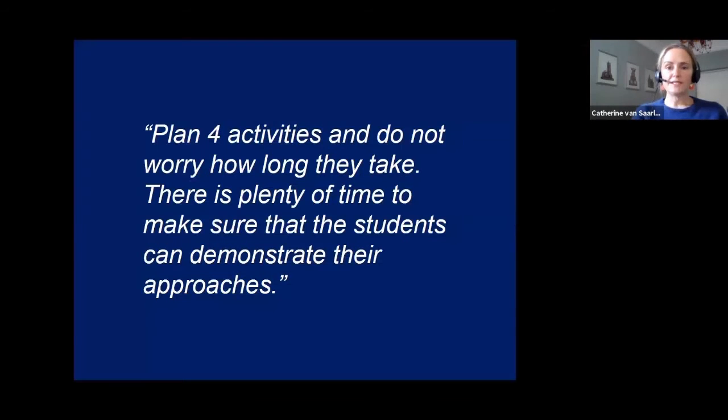So one teacher's advice here is, plan four activities and don't worry how long they take. Now, I think again that can be quite overwhelming, and also you might be in a position where you need to produce planning documents for SLT, and I understand that.